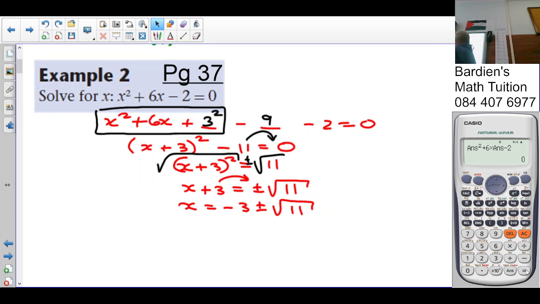You could have checked with negative 3 minus the root of 11. I did a plus 1 now. Let's check the minus 1. And there we go. Still gives me 0. See it. You guys understand?